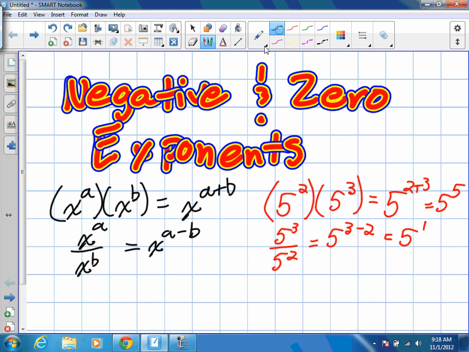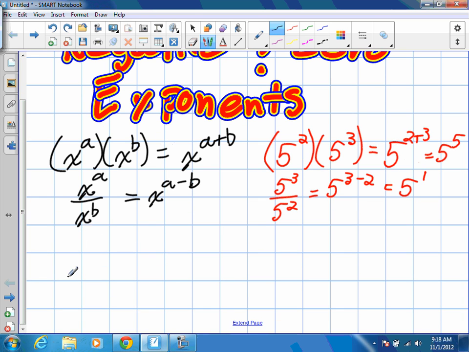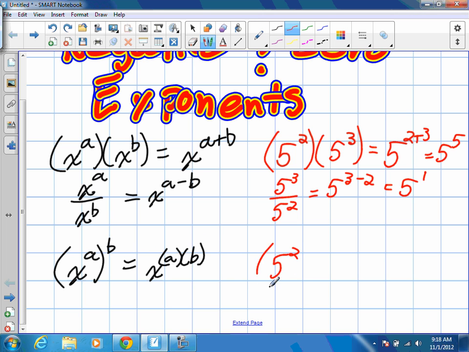And finally, there is the power of a power rule, where we have a base to some exponent that's to another power. But we leave the same base and we multiply the two exponents by each other. Okay? Example of this would be 5 to the power of 2, to the power of 3, would be written as base 5, 2 times 3, which gives us 5 to the power of 6. A little different than when we added them together. Okay? These are rules you guys went over previously. We're going to add two rules to them.